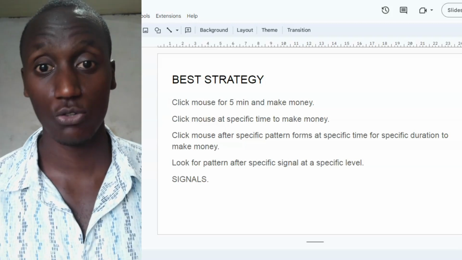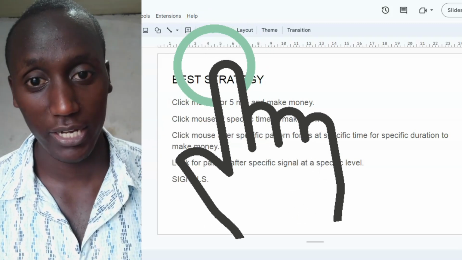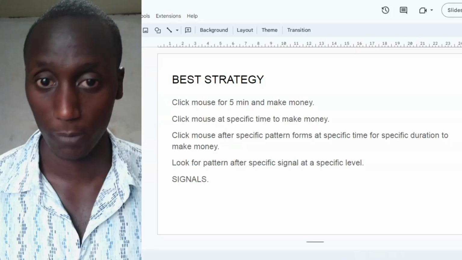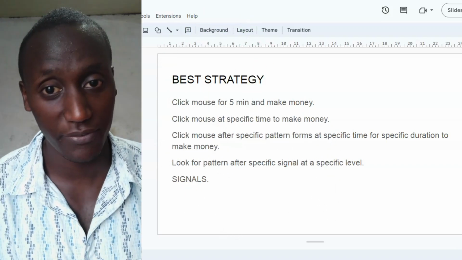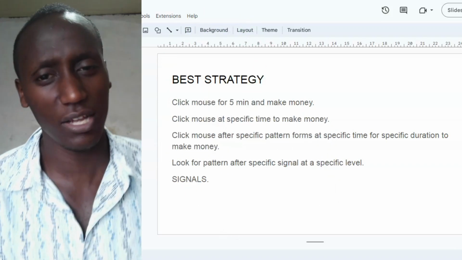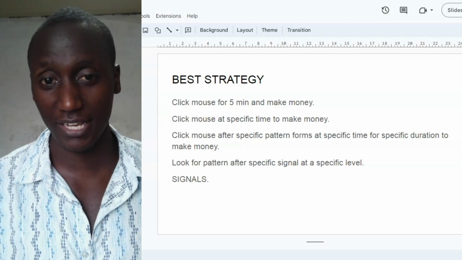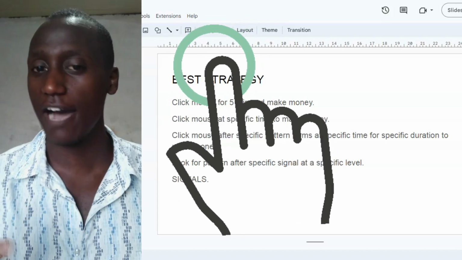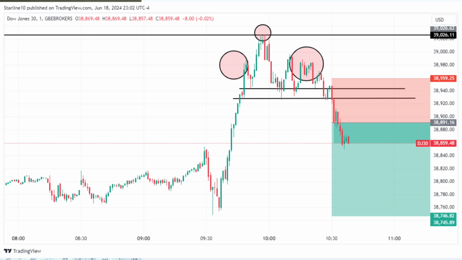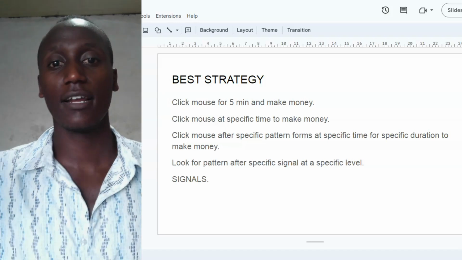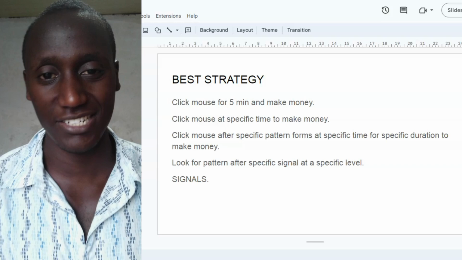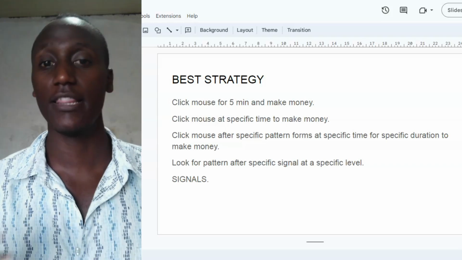The best strategy that you could ever have is click a mouse anytime and you make money anytime. But this sounds impossible. So the next best thing is click a mouse at a very specific time to make money, which sounds also impossible. The next best thing after that is click a mouse after a specific pattern forms at a specific level after a specific signal at a specific time. That covers the simplest strategy that we are going to talk about in this video.